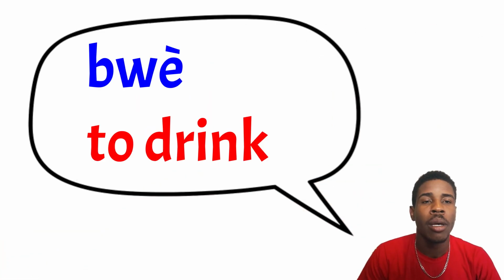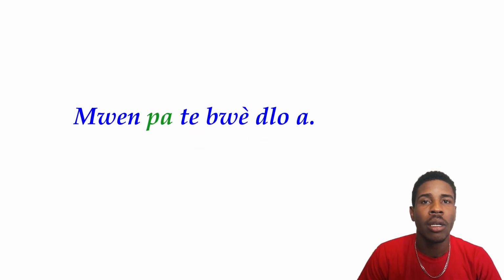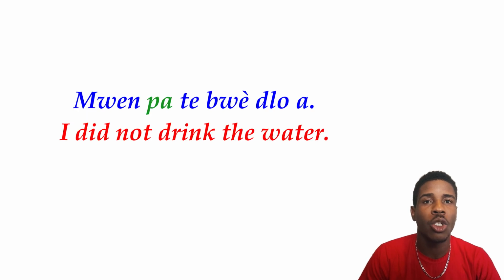The next one is boire. Boire, which means to drink. Example, Mwen pa te boire d'lo a. In this sentence, we have pa, which is the particle that is used in Haitian Creole to build negative sentences. The phrase means, I did not drink the water.